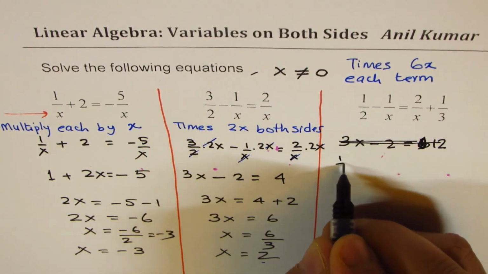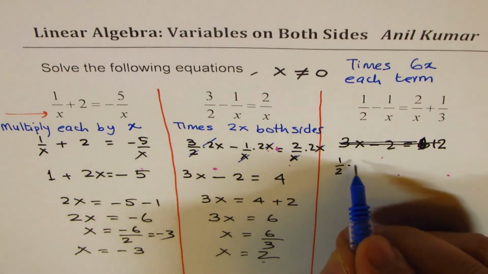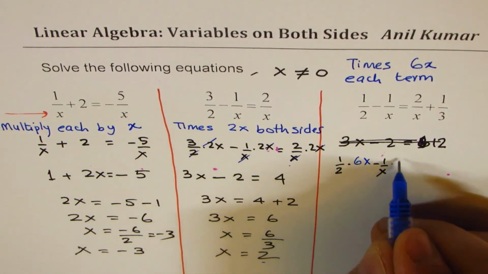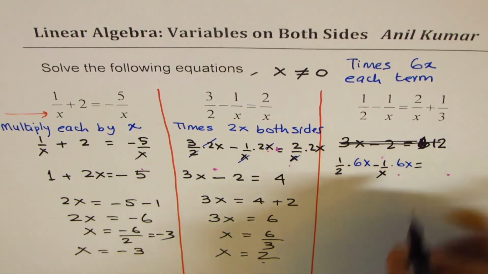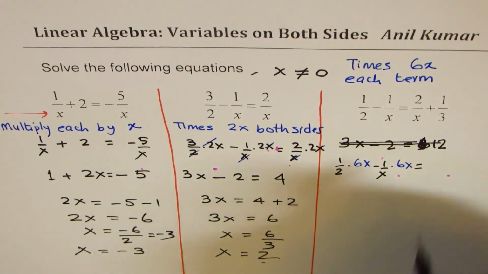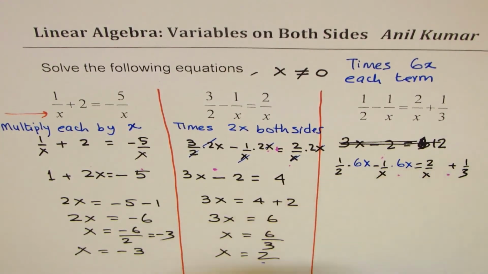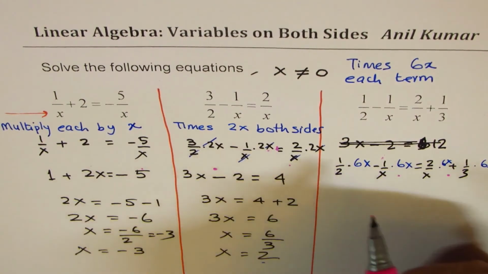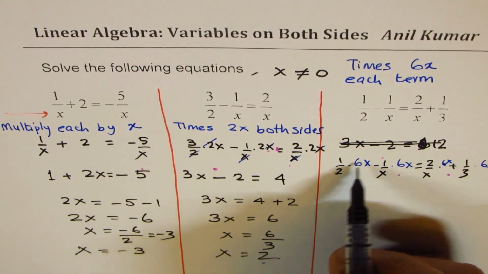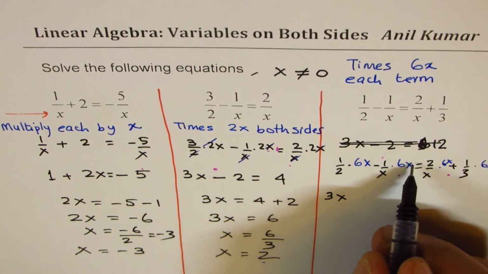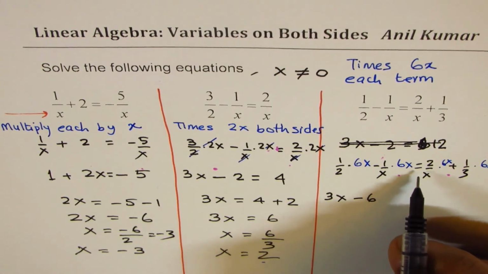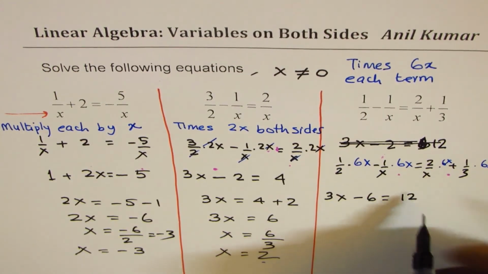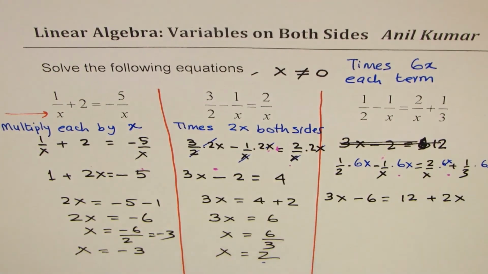Let me redo it, okay? So we have half times 6x minus 1 over x times 6x equals to 2 over x plus 1 over 3 times 6x, both times 6x, right? So what you notice here is that when you divide 6 by 2, you get 3. So you get 3x in the first term. The second term, x and x cancel, we get minus 6. In the third term, equals to, and now 6 divided x and x cancel, 6 times 2 is 12. So we get 12 here, and we get plus 2x. Do you see that? That is what you get.